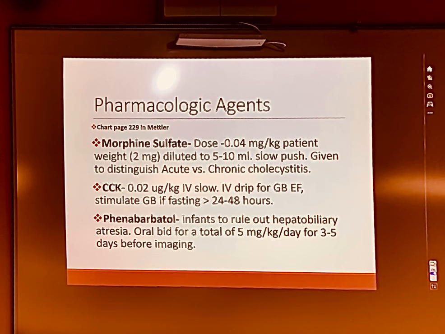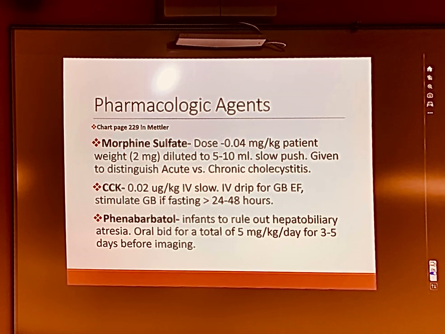Okay. And phenobarbital does what? Kids, but what does it do? Why are you giving it to the kids? You're trying to increase their hepatocellular excretion so you can visualize if they have drainage, right? That's why we're doing those.